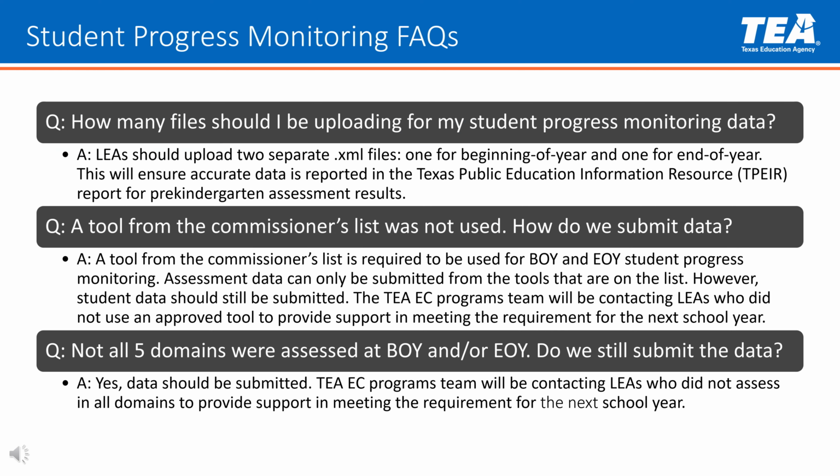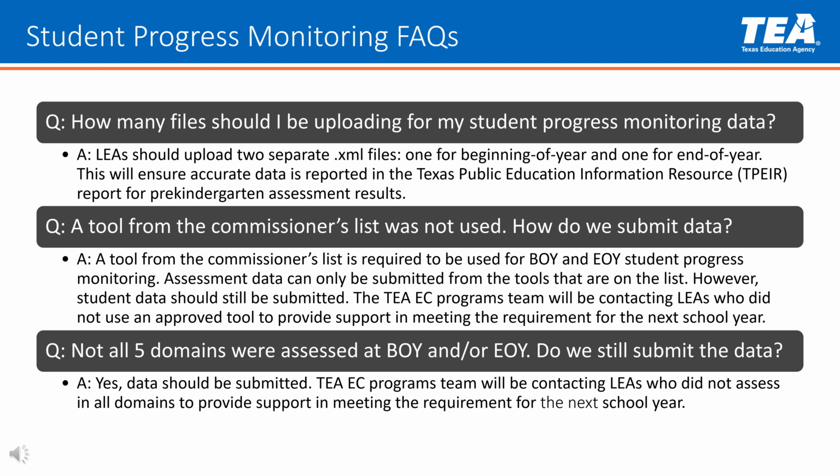Now let's review some commonly asked questions and their answers regarding student progress monitoring. Question: how many files should I be uploading for my student progress monitoring data? Answer: LEAs should upload 2 separate XML files, one for beginning of the year and one for the end of the year. This will ensure accurate data is reported in the Texas Public Education Information Resource, or TPIR, report for pre-kindergarten assessment results.